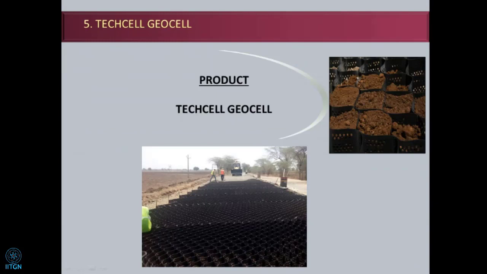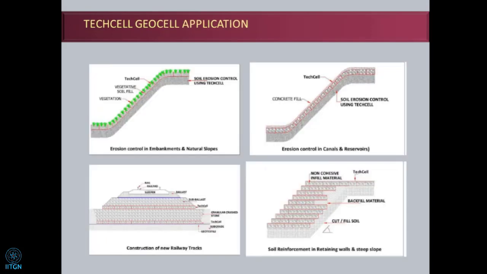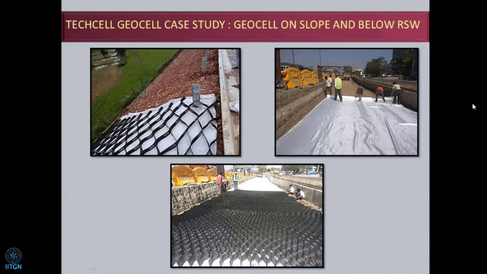The next product is GeoCell, and GeoCells are also available in various thicknesses and various weld spacings. As per the requirement, we can supply the product. HDPE is the basic material for manufacturing this product. The various application areas are slope protection, small retaining structures, and ground improvement. All these things can be done with this GeoCell product. Some site photographs where we have used it: this is the ground improvement which we proposed below the reinforced soil structures with some geotextile.